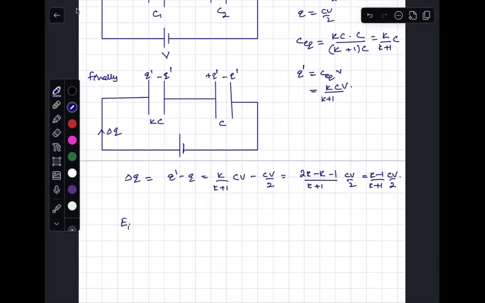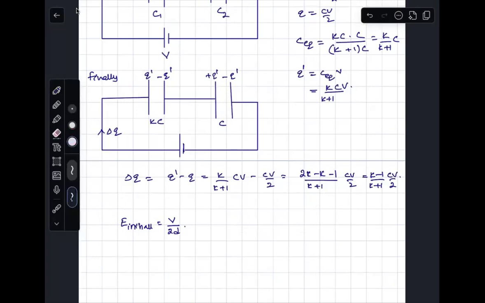Initially, E is simply V by 2D, because that is potential difference by distance. Potential drop is V by 2 initially, and the distance between the plates is D. No issues.